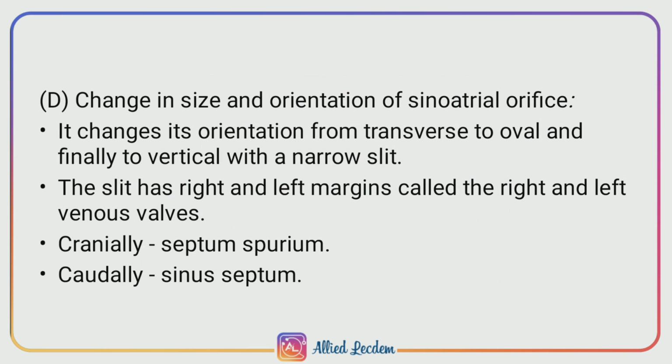Change in size and orientation of the sinoatrial orifice. Initially, the sinoatrial orifice is larger in size, transverse in orientation, and median in position. Then it changes to oval, and finally to vertical with a narrow slit. This slit has right and left margins called the right and left venous walls. Cranially, these two walls fuse to form the septum spurium, and caudally it forms the sinus septum.